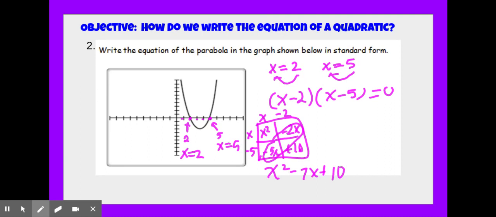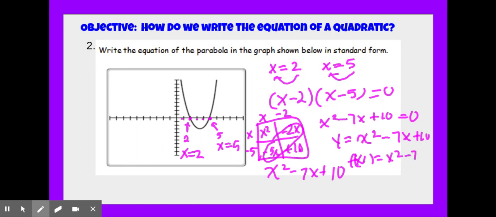So that would be, actually, because there's nothing else to do there, we're going to now rewrite it underneath it. So we have x squared minus 7x plus 10 equals 0. But I need to write the equation of a parabola. So we don't want it equal to 0. We want it as a function. So we can replace it with y and write y equals x squared minus 7x plus 10, or we can write it as f of x equals x squared minus 7x plus 10. It doesn't matter what function notation you use, they all mean the same thing. Okay? Pause the video, make sure you get this down.